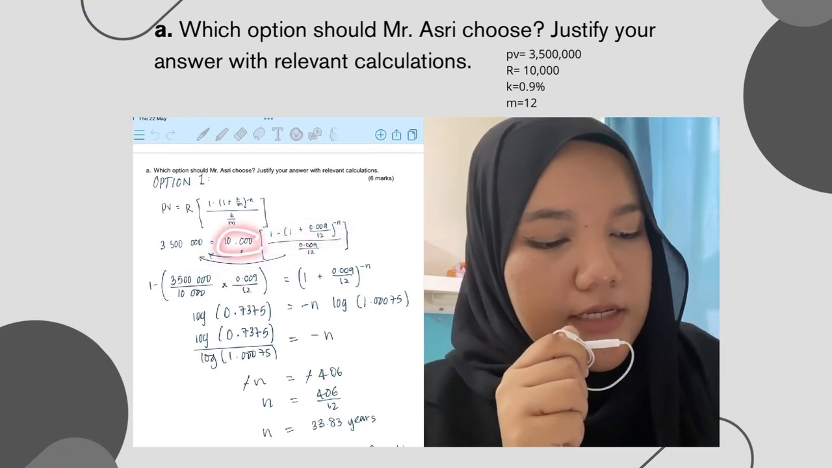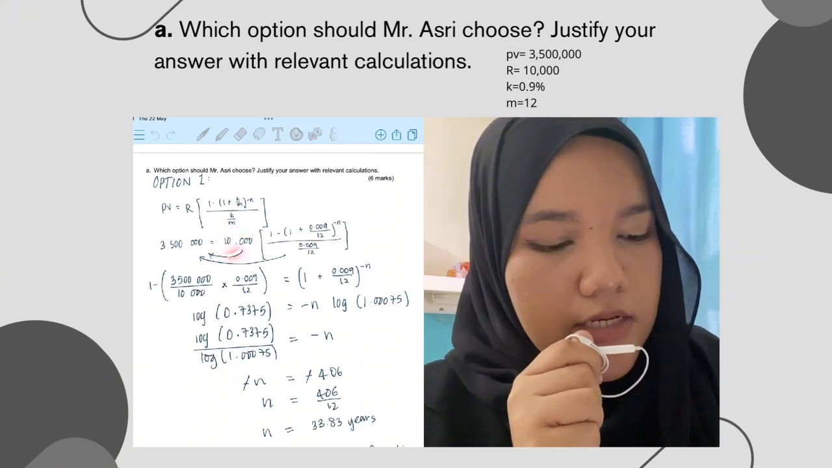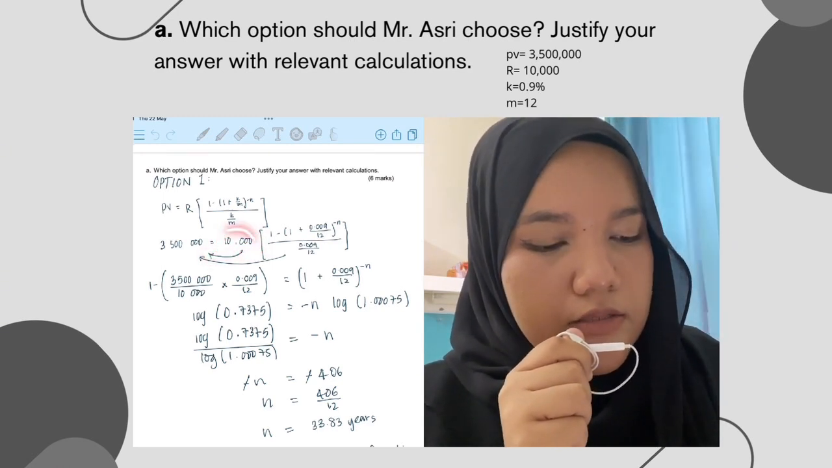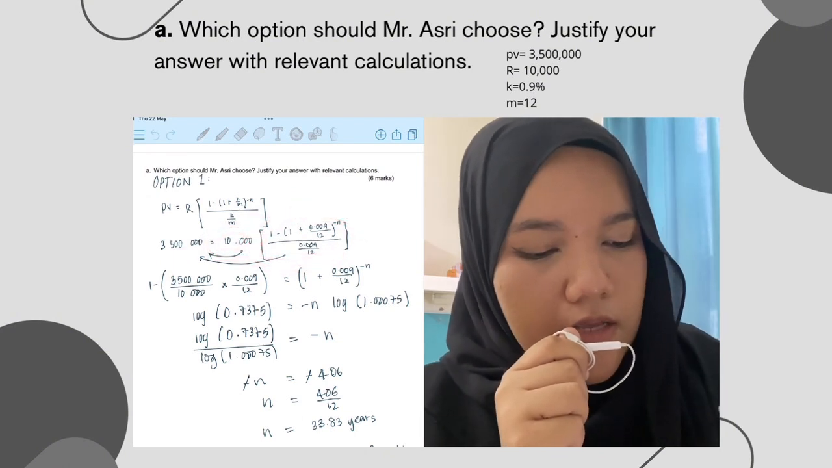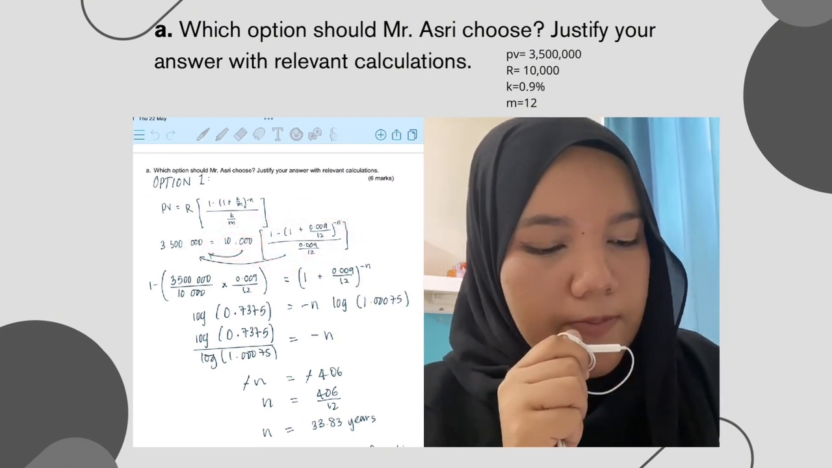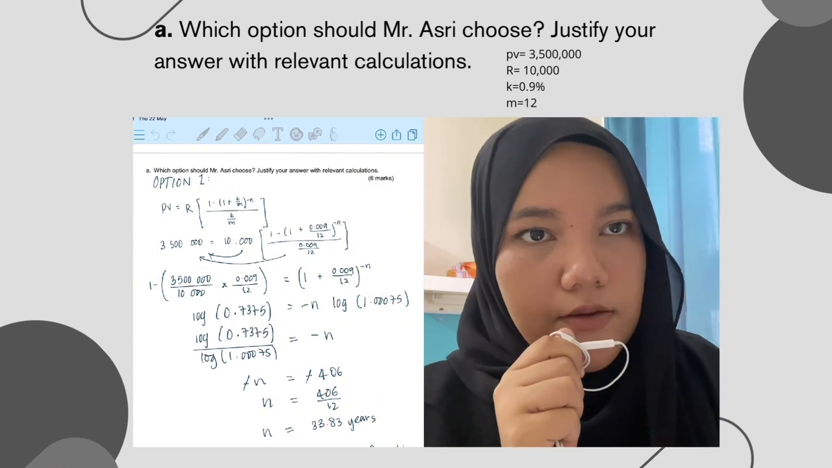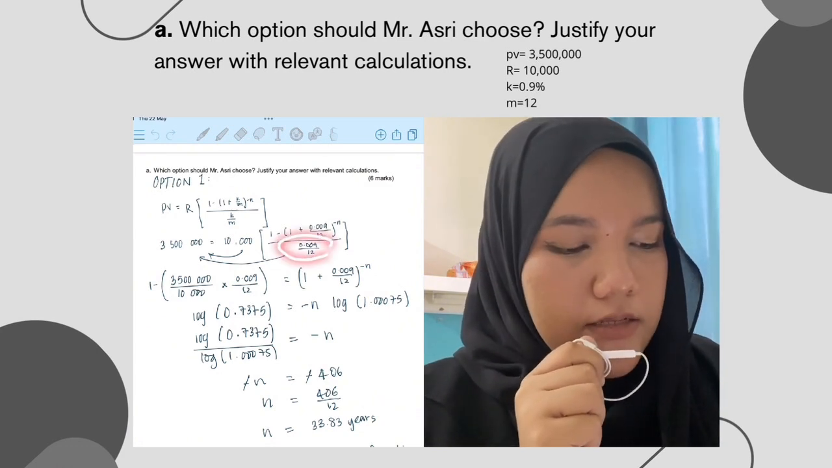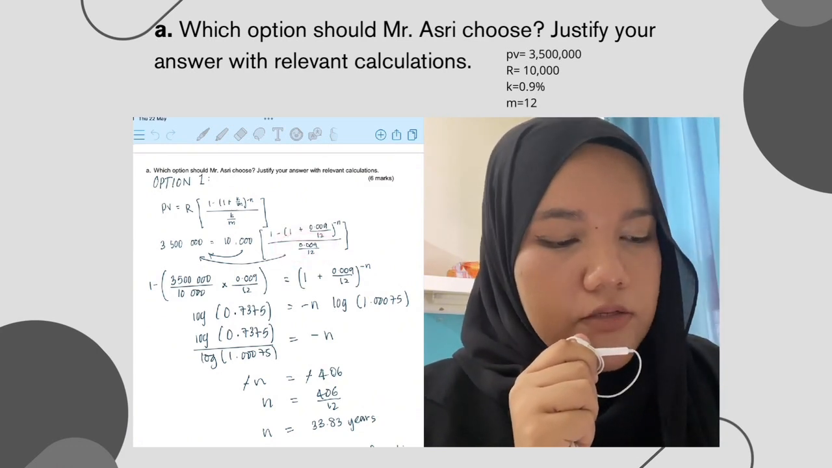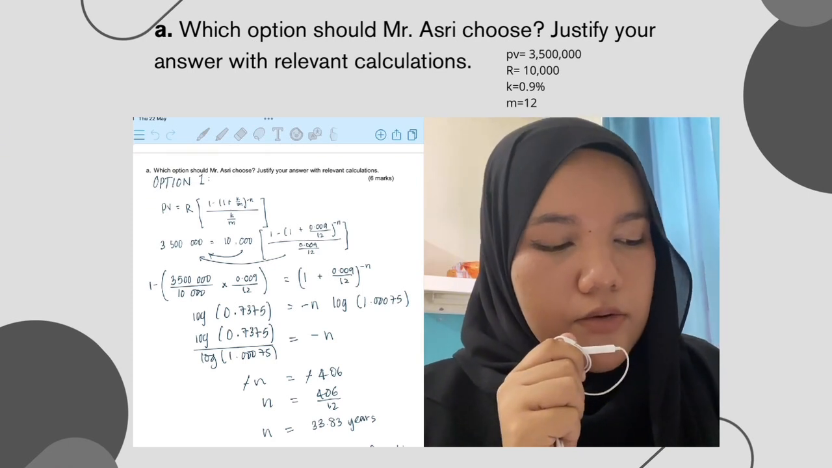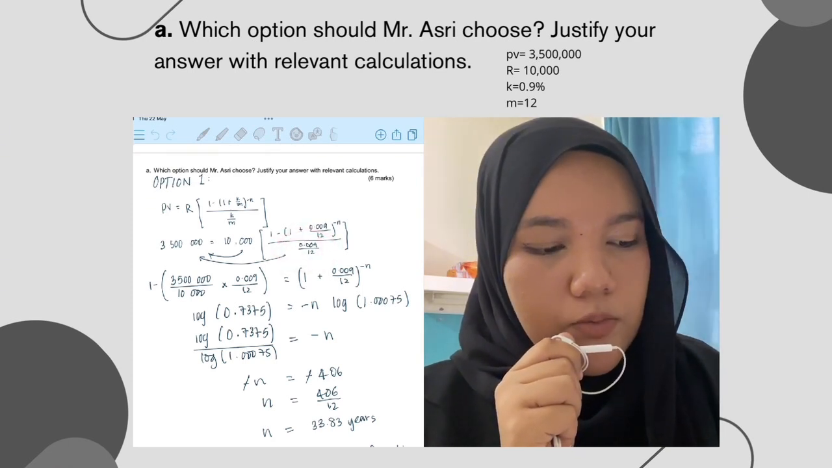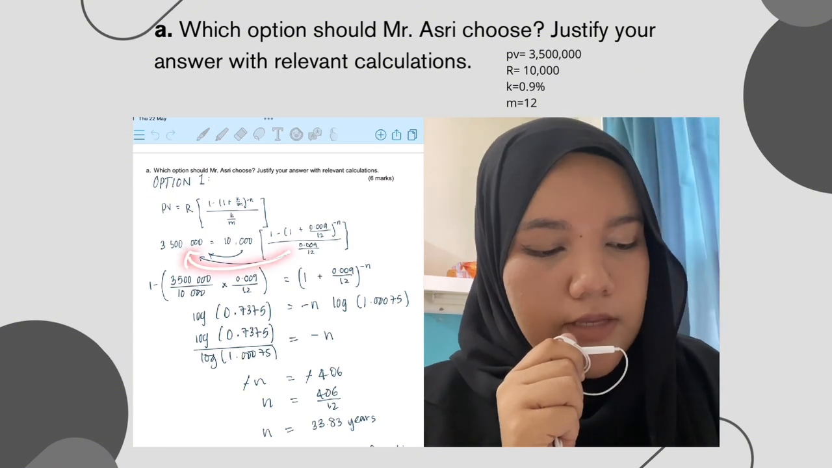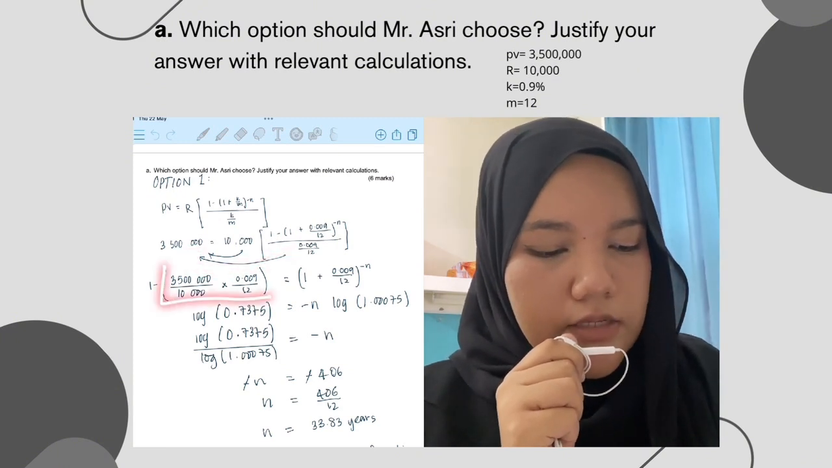So, the first step is to bring 10,000 right here. So, 10,000 is multiplied by all of this. When we bring it right here, it will be 3.5 million divided by 10,000. Next step is to bring 0.09 over 12 to the other side as well. So in order for us to do this, it will be 0.09 divided by 12. When we bring over here, it will be multiplied by. So it will look like this.